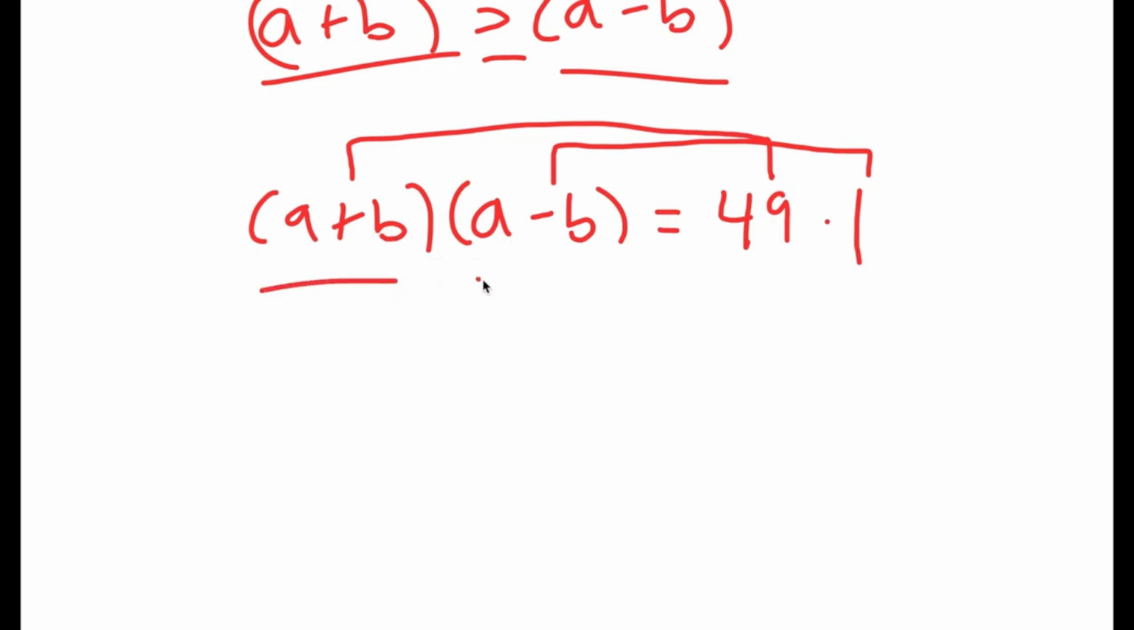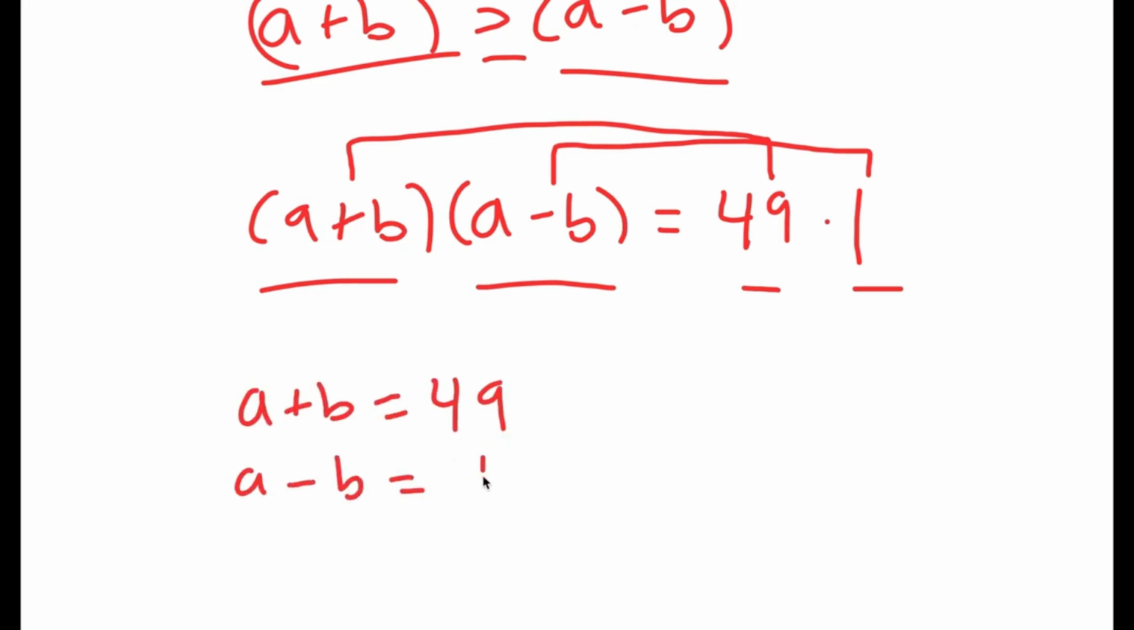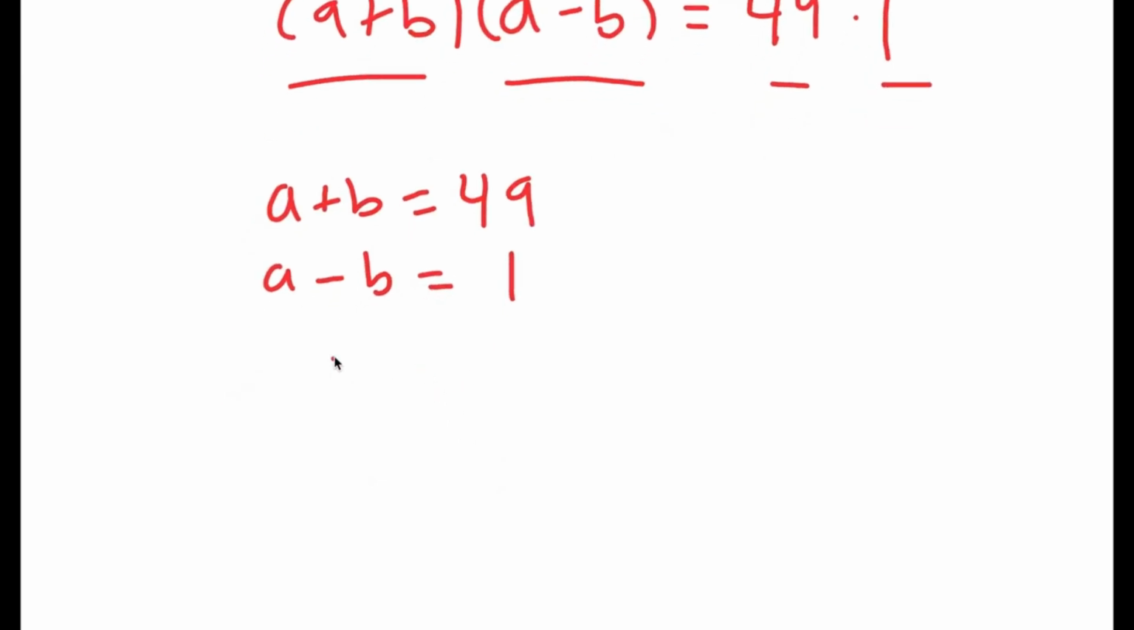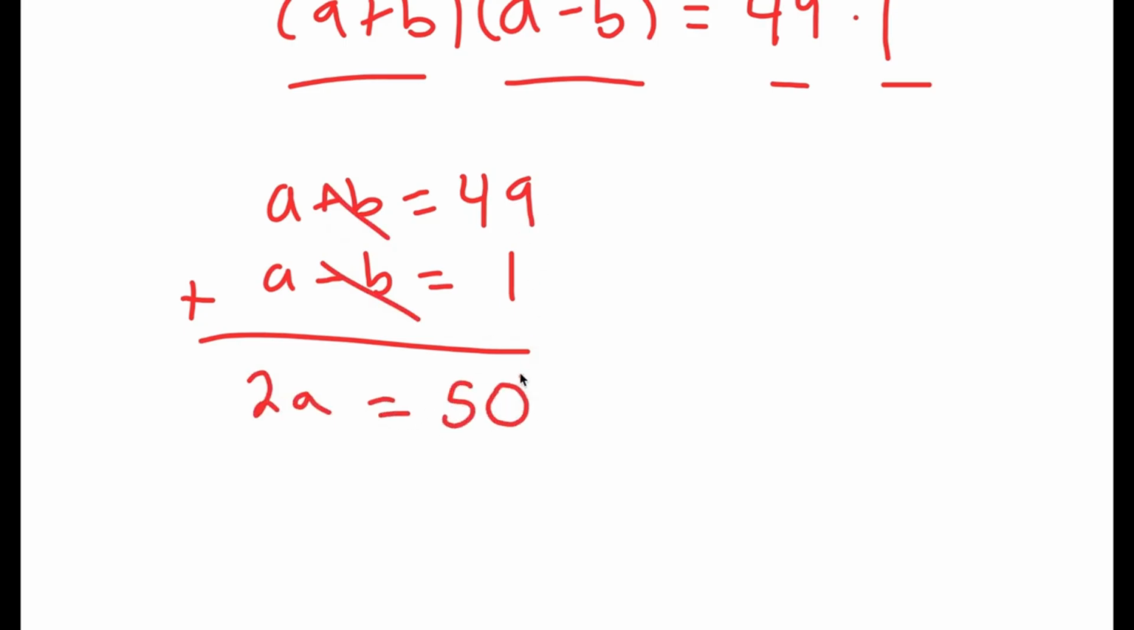And notice how this is equal to a number times another number. So we can say that a plus b is equal to 49 and a minus b is equal to 1. So what we have here is a system of equations, and I'm going to add these equations. a plus a is 2a, b and negative b cancel out, and 49 plus 1 is 50.